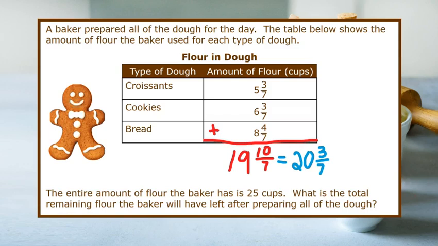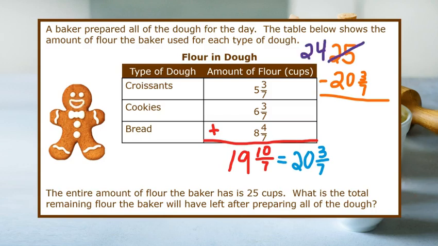Since he started with 25 cups and we want to know how much is remaining, we need to subtract 25 minus 20 3/7. We can take one of the whole numbers from 25, leaving it 24, and turn it into 7/7 so that we have common denominators. Now we can subtract 7/7 minus 3/7 and we get 4/7. Then if we subtract the whole numbers, 24 minus 20, we get 4. So our answer is 4 4/7 cups.